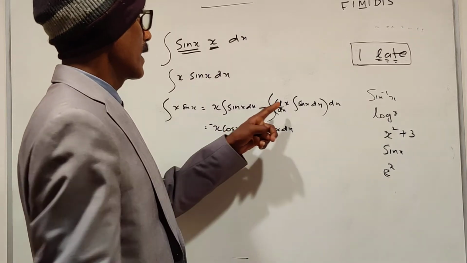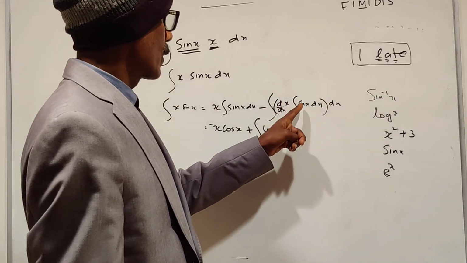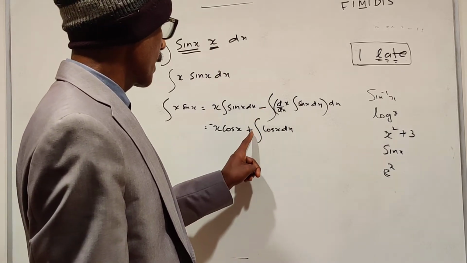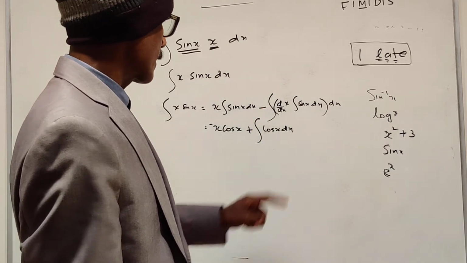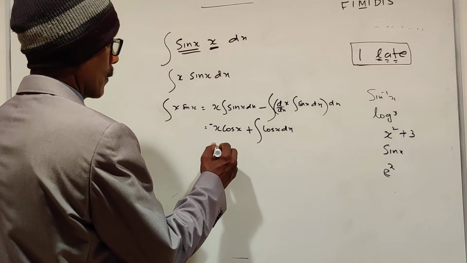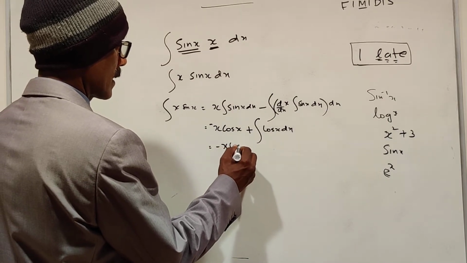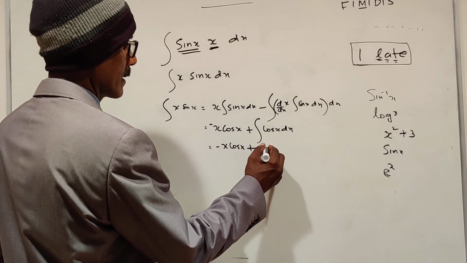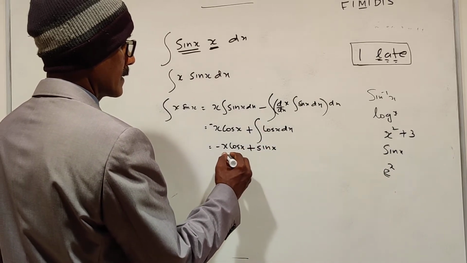You understand? See, dx by dx is 1. So the integral of sin x is minus cos x, and this minus becomes plus cos x dx. Okay? Then minus x cos x. What is the integral of cos x? Sin x. Okay? This is the answer.